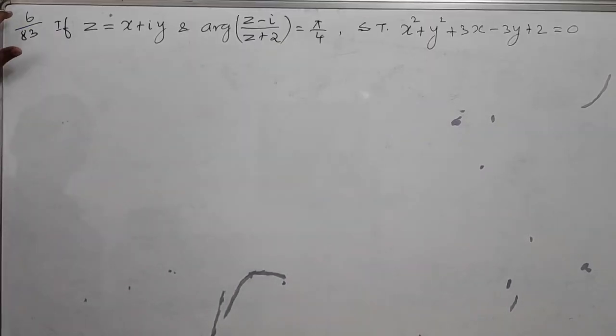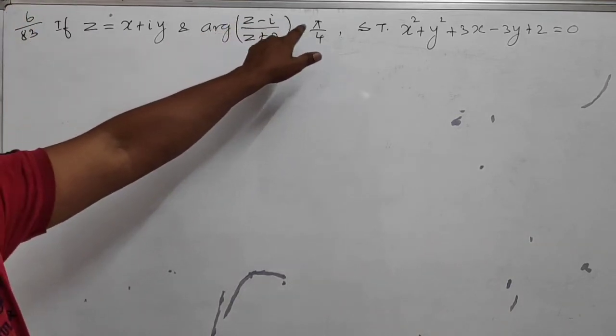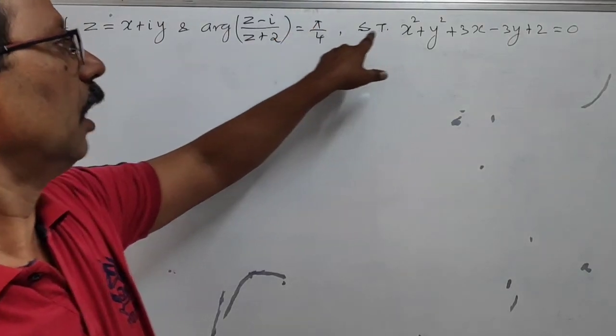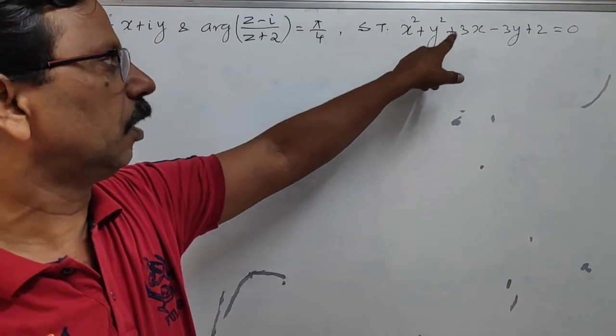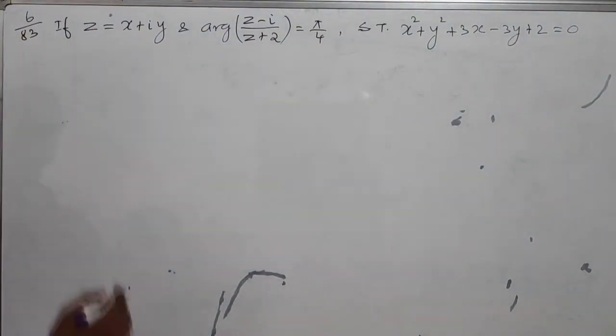Now this is problem 6 given on page number 83. If z is equal to x plus iy and argument of (z minus i) by (z plus 2) equals pi by 4, then we have to show that the locus of z is x square plus y square plus 3x minus 3y plus 2 equal to 0. Now let us prove this one.